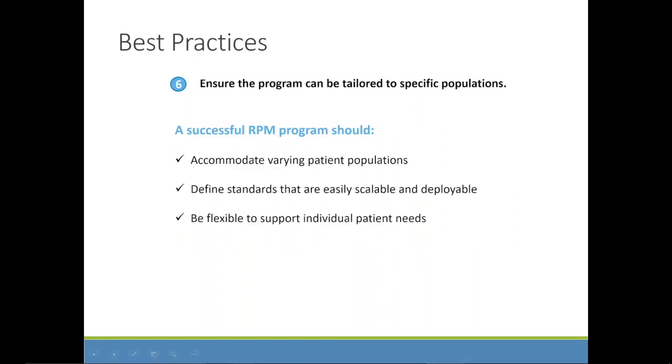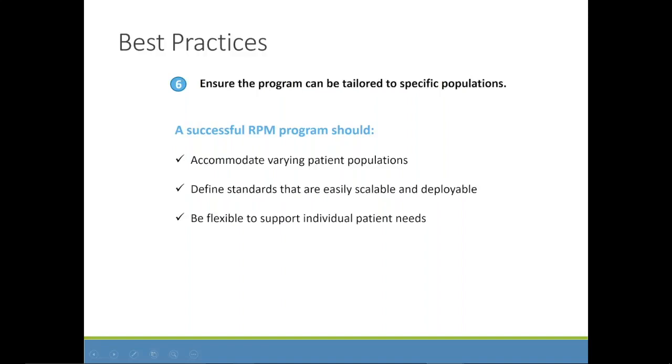Also address how you are going to manage inventory. Inventory is very important, so you need to know whether or not you need to outsource that kind of inventory management. So we pretty much covered just about everything you need in terms of planning a remote patient monitoring program.